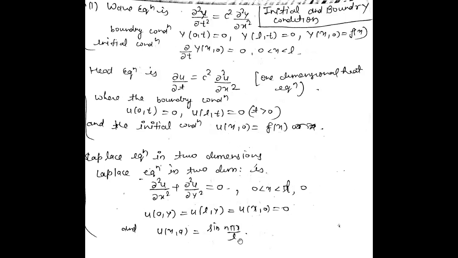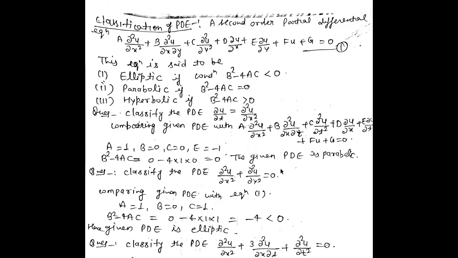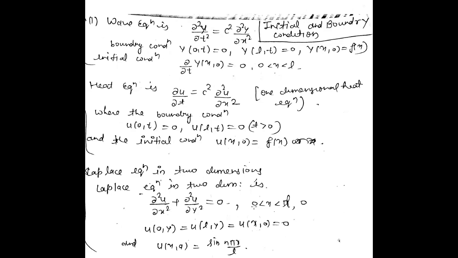So this is your Laplace equation, and with your Laplace equation you can check from here that this equation is your elliptic equation, right? So we have all the three equations with initial and boundary conditions. So guys, just learn these equations with initial and boundary conditions, right?